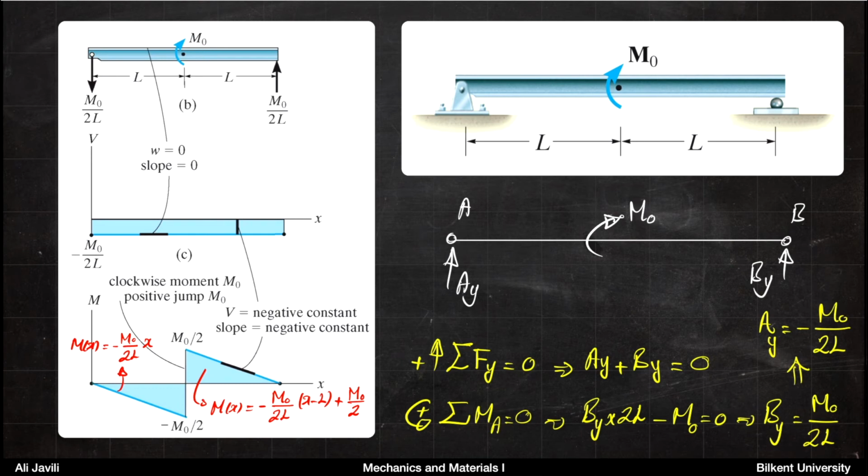All right, so this is our second example, and as you can see, again, just starting from this picture without actually calculating the functions Vx and Mx, we managed to draw their diagrams, the shear and moment diagram.